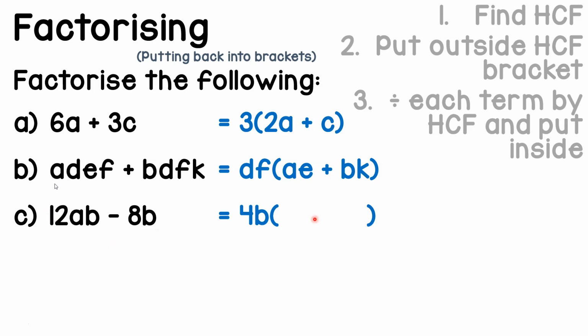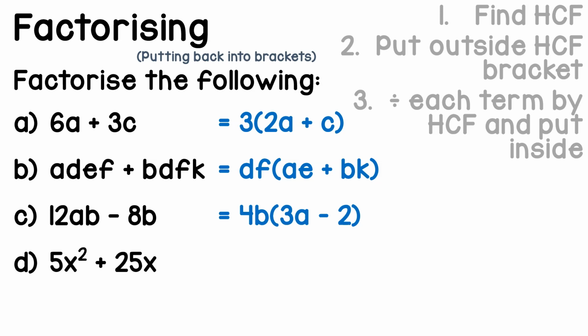12 divided by 4 is 3. And if we divide the b, it's going to essentially cancel it out, which gives us 3a. Now we need to figure out the sign in between. You can already see if I go b divided by b, they're going to cancel out. So there's going to be no letter b here. But minus 8 divided by 4 is going to give us minus 2. So that's the answer for that one.